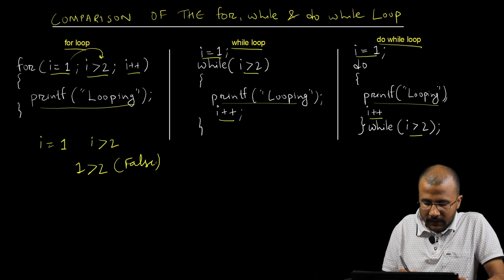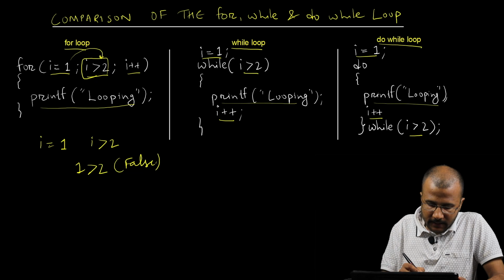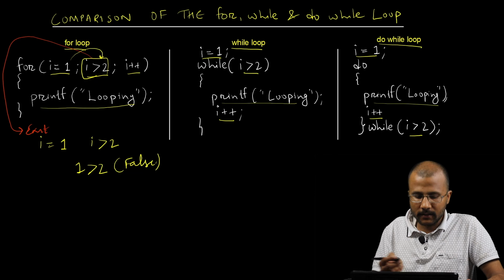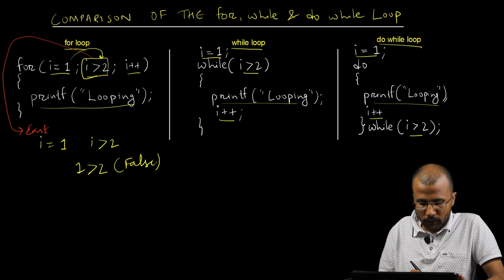So whenever 1 greater than 2 is false, what happens? This statement becomes false. So you have to directly exit the loop. So you will come outside of the loop. Okay, and nothing is displayed. Looping is not displayed because it immediately exits the loop. So nothing is displayed.